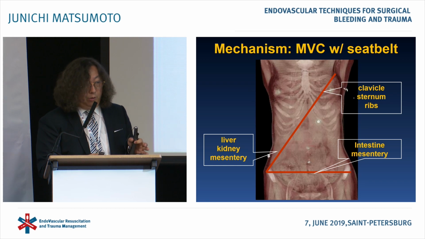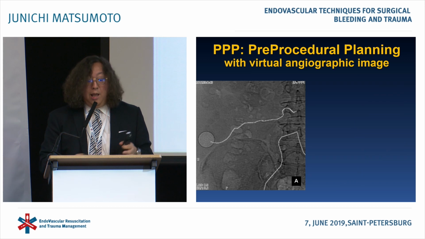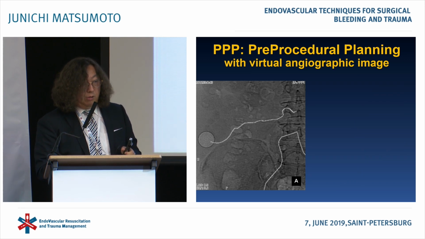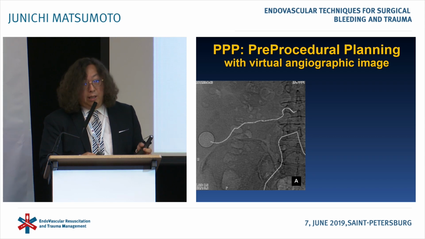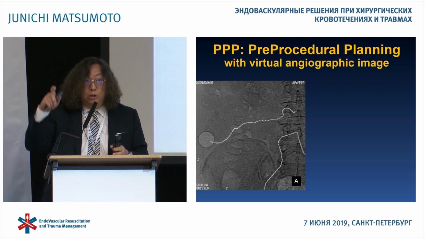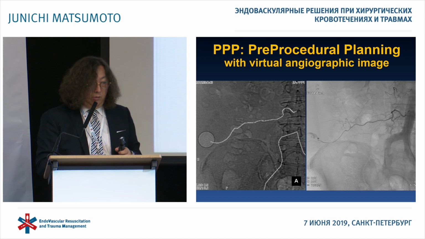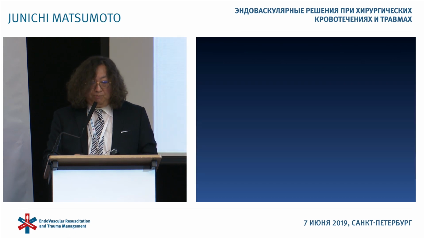It is also important to think of the injury mechanism during evaluation, and CT information is also useful in making this kind of virtual angiographic image. Then all you have to do during angiography is not look for the artery, you can aim at the branch. So CT information is very useful.